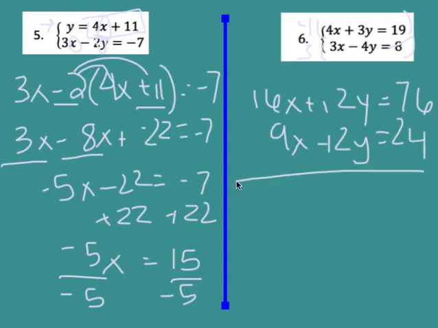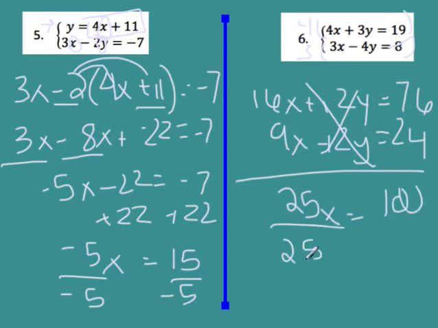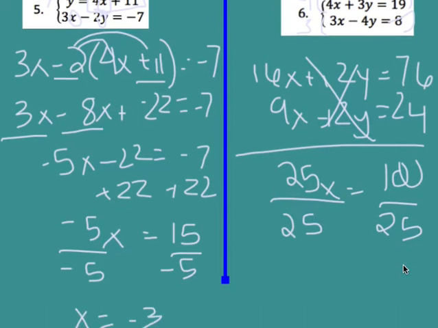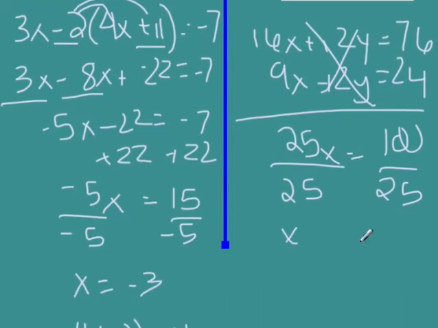16x plus 9x is going to give us 25x. Then I can cancel those out. 76 plus 24 is going to give me 100. So now I can solve for x by dividing both sides by 25. And then I get that x is equal to 4.